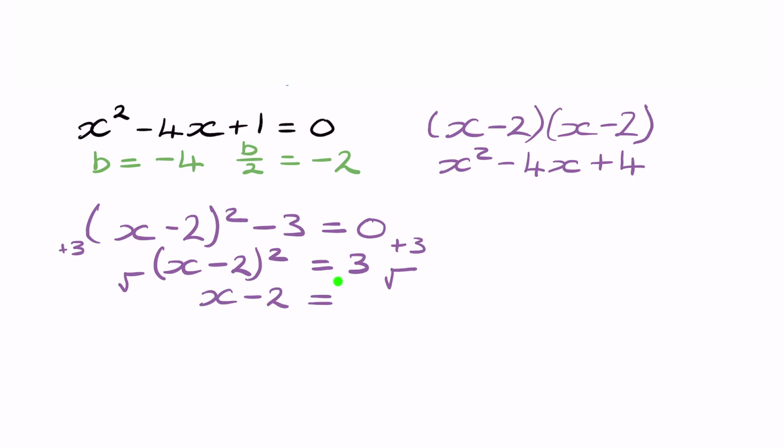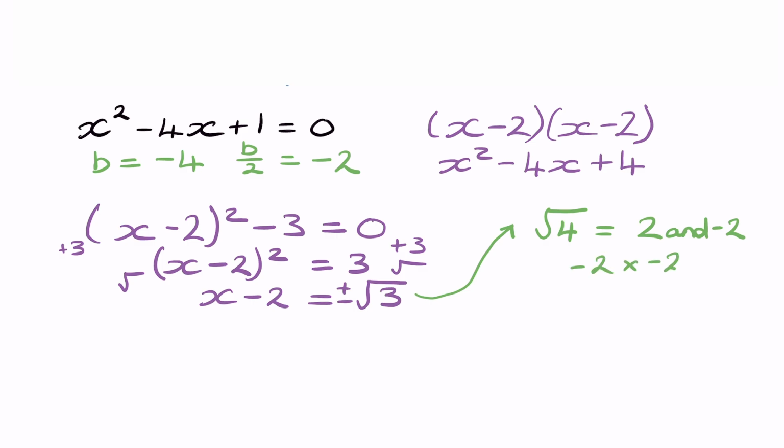And on this side, the square root of 3, that will give us a positive or a negative root 3. And this part is really important, because if we take the square root of 4, for example, that equals 2, because 2 times 2 is 4. But it also equals negative 2, because negative 2 multiplied by negative 2 equals a positive 4. So whenever you take the square root of anything, your answer is always going to be a positive or a negative value. And the way you present in completed square form is you just leave it like this.